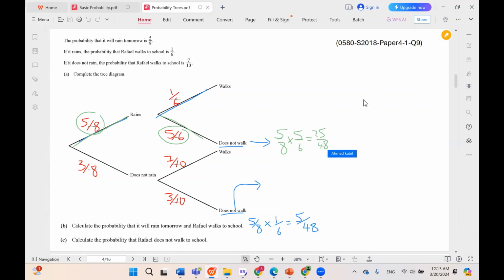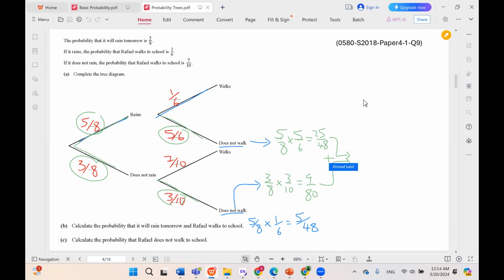And then the probability that he does not walk in the other scenario is achieved by walking down this path here. We have 3 over 8 and 3 over 10. We multiply 3 over 8 by 3 over 10. And we get 9 over 80. So these are the two possible scenarios. And then we add them up.